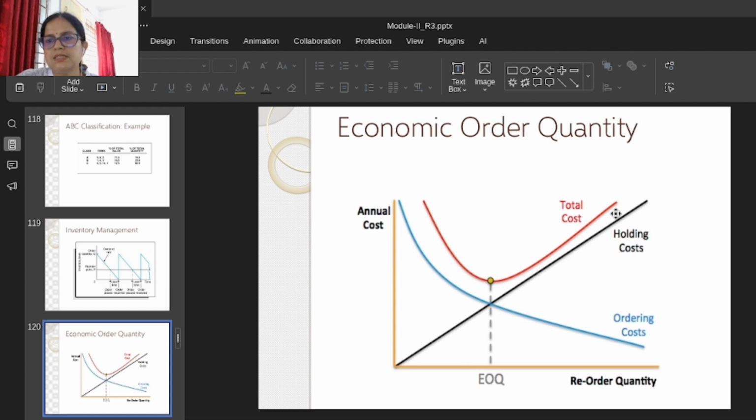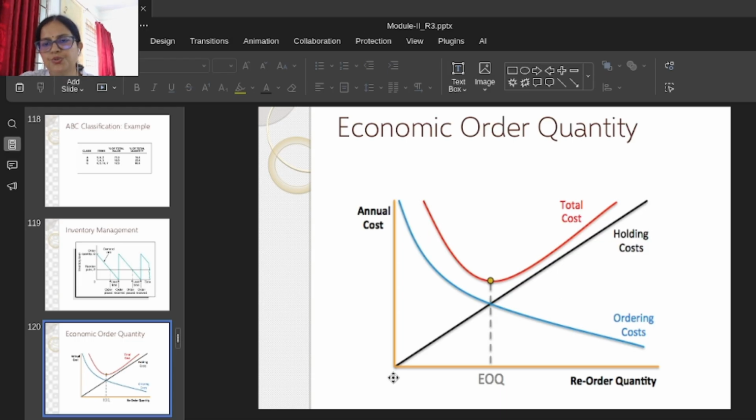If you see this curve, this is a straight line passing through the origin. This is called the holding cost or carrying cost line. If we are holding zero amount, then the cost is zero. If you go on increasing the quantity of inventory or stock, then the cost is also increasing. If you are keeping 0 units in the stock, then the cost is 0. If you go on increasing the inventory level or the stock level, then the cost is also increasing. So this is called the holding cost.